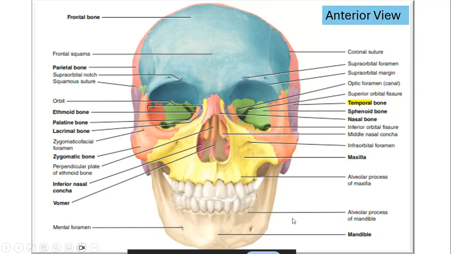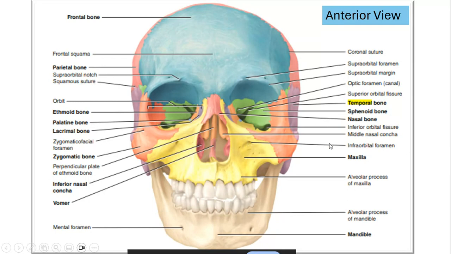Alveolar process of the mandible. This is the alveolar process. This also is the alveolar process, right? This is the alveolar process. This is maxilla. Maxilla. Everything in yellow is the maxilla, right? As you can see, it covers most of your face, right? So it has a very strong facial aspect to it.